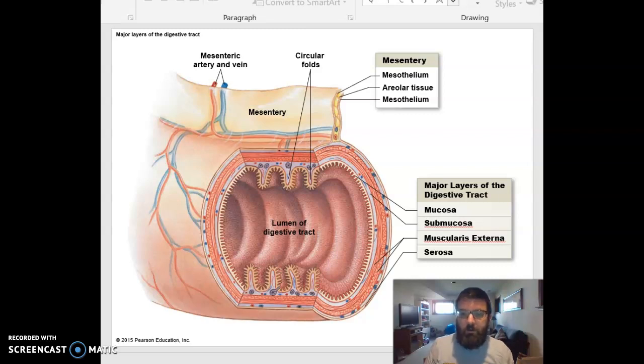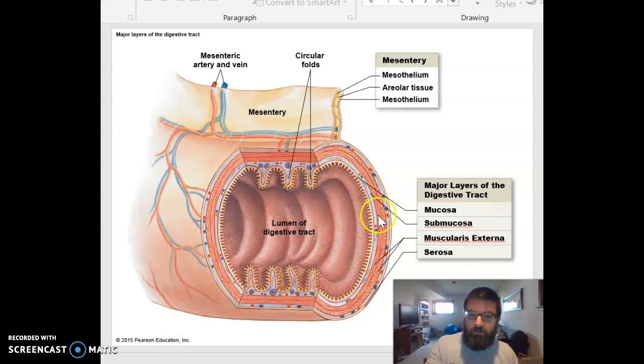Hello all, I wanted to talk briefly about the anatomy of the alimentary canal, or the gastrointestinal tract. So the tube that runs from the mouth all the way to the anus and everything in between. And like the other hollow tubes and organs that we've talked about in this class, it has on the inside a mucosa, right?